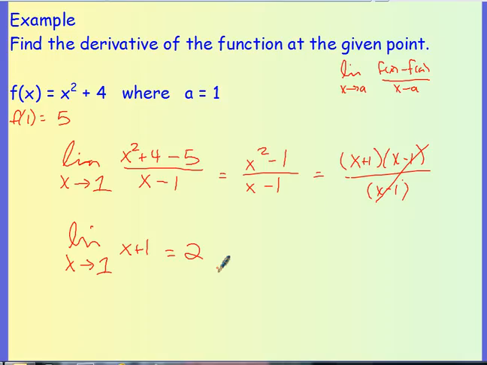You good? Yes, ma'am. Because, okay, the rule says f of x, which means your original equation. That's why it's x squared plus 4, minus f of a. That is what we did over here. We plugged in, our a was 1. So f of a is 5. Right? So that's why it's x squared plus 4 minus 5. And then on the bottom, it just says x minus a. Not f of a, your original a. Does that make sense? We good?